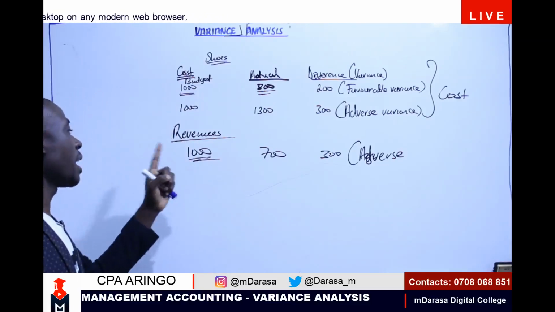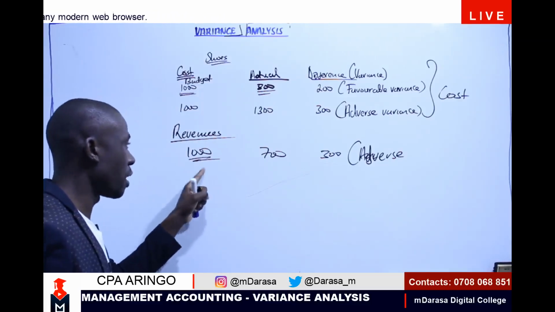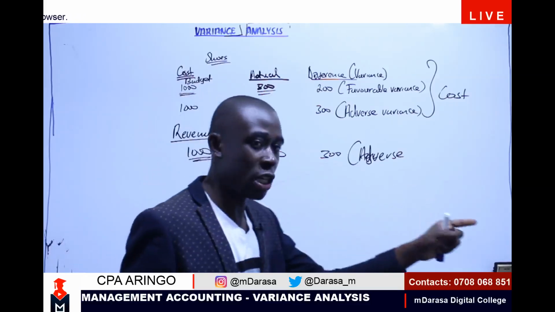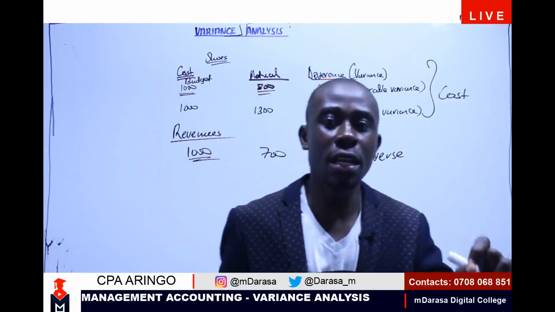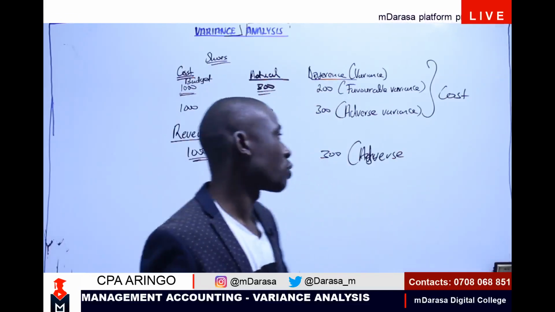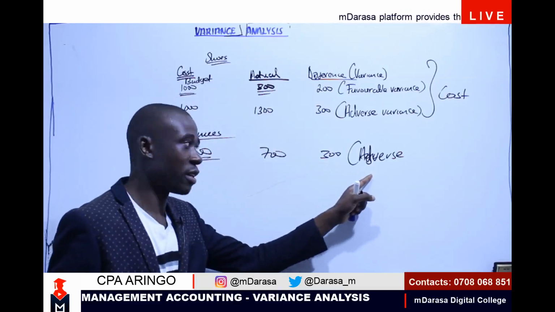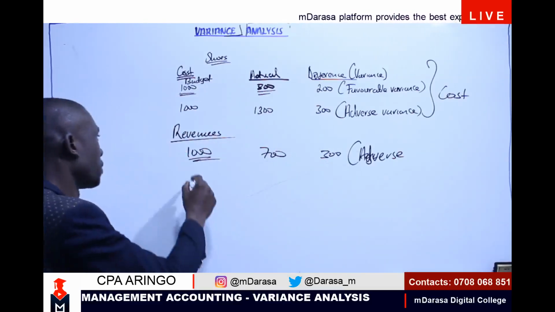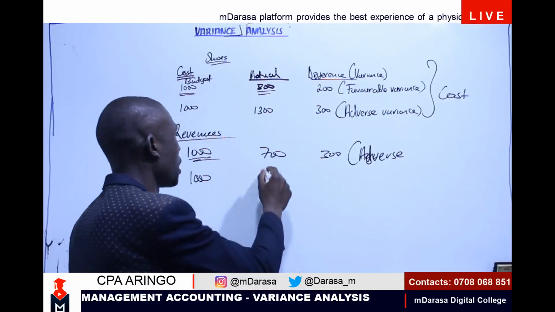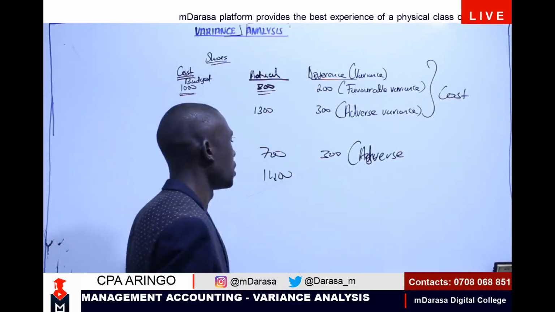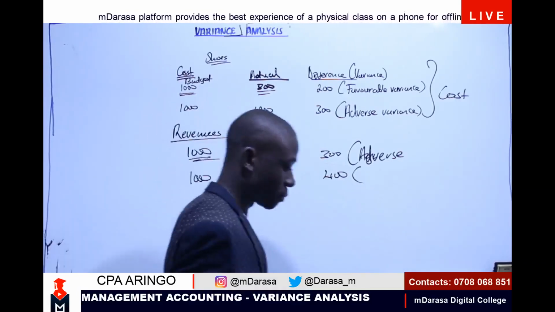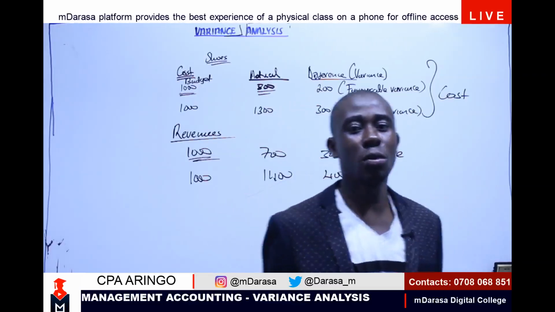Why are we terming it as adverse variance? Because I had anticipated to receive 1,000 shillings, but I end up receiving 700 shillings, meaning that I'm receiving an income lower than what I had anticipated. So that's why you are terming it as adverse variance. Take another scenario. You had a plan to receive 1,000 shillings, but you end up receiving 1,400. So you'll be having a variance of 400. This 400, we are going to term as a favorable variance.